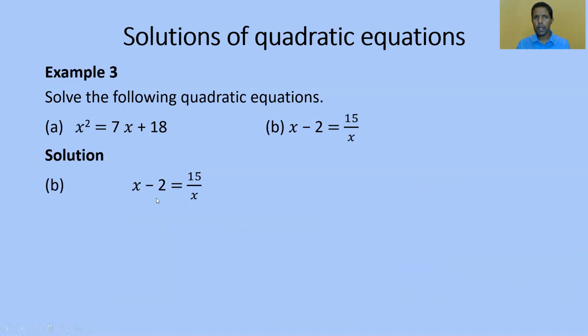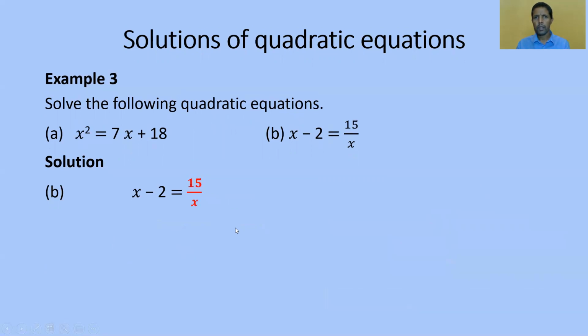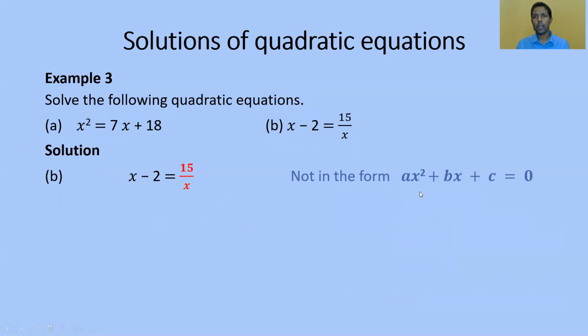Part B, x minus 2 is equal to 15 over x. Now, this is not in the form ax squared plus bx plus c is equal to 0. So we cross multiply to obtain x into x minus 2 is equal to 15. We expand the left-hand side to obtain x squared minus 2x is equal to 15.